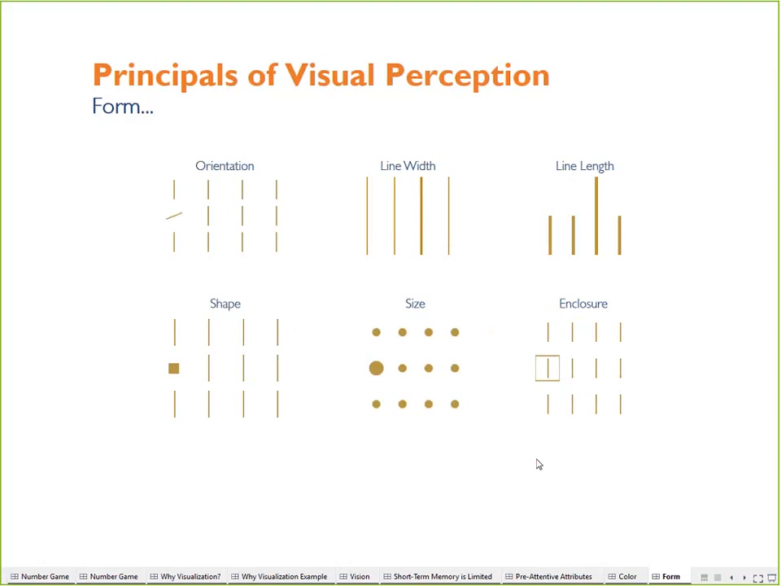So in terms of form, orientation, line width, line length, shape, size, and enclosure are all pre-attentive attributes of form. If you look at those graphics, you can easily see the outliers, and that's because they are pre-attentive.